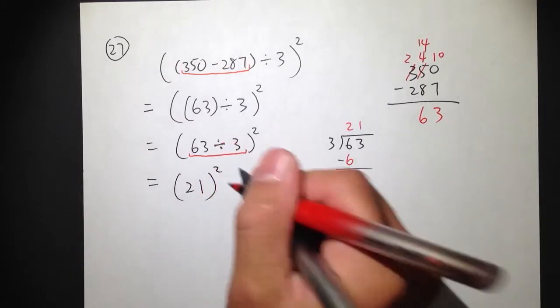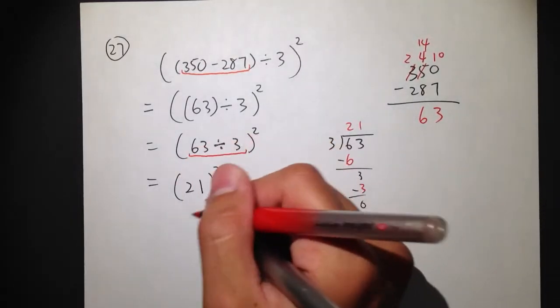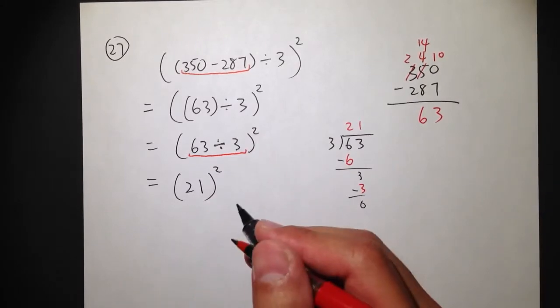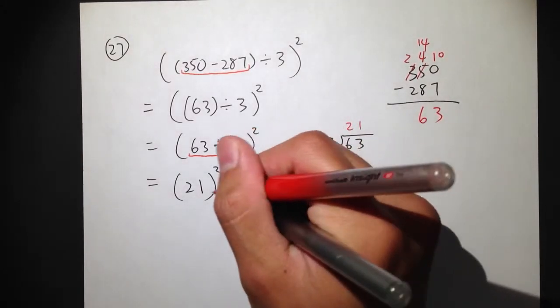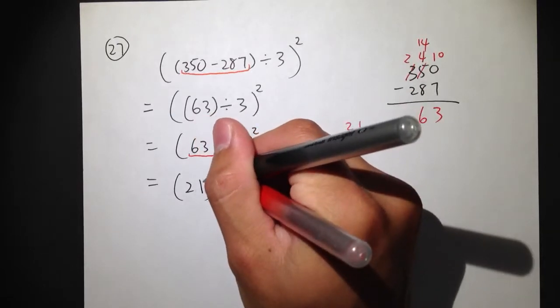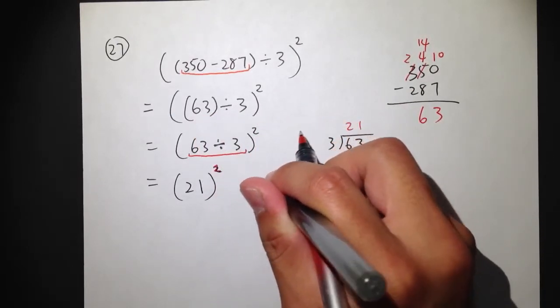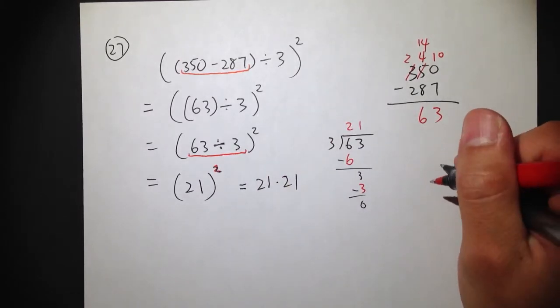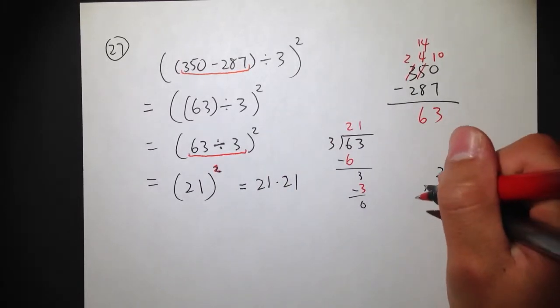Still have the parentheses squared. But this just means 21 squared, which means 21 times 21. Okay, so the square here means that we have 21 times 21. Then let me do the calculation right here. 21 times 21.